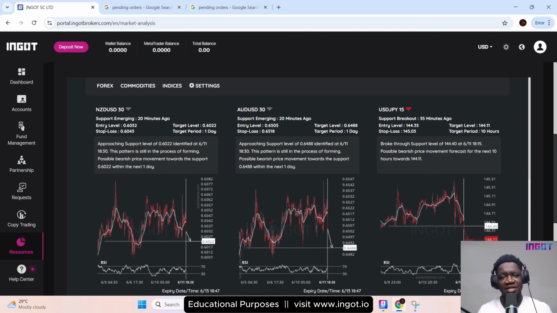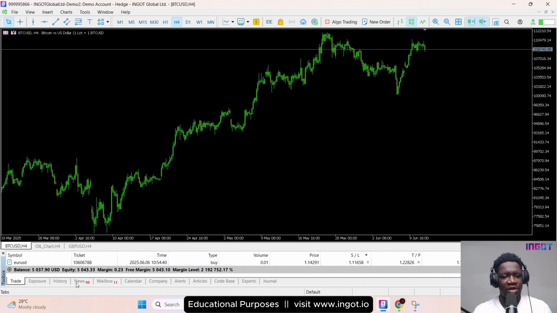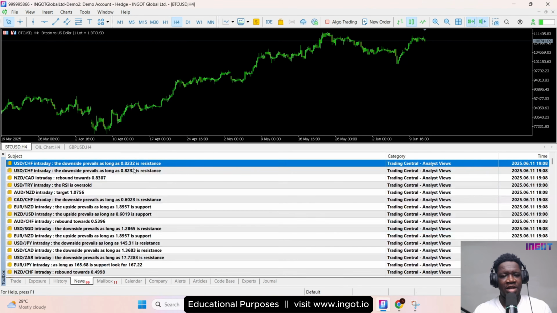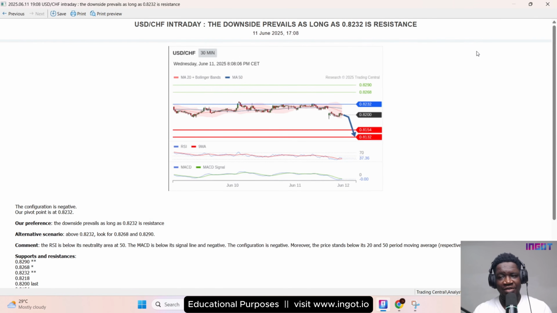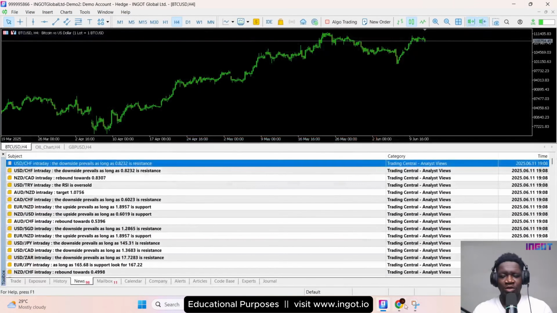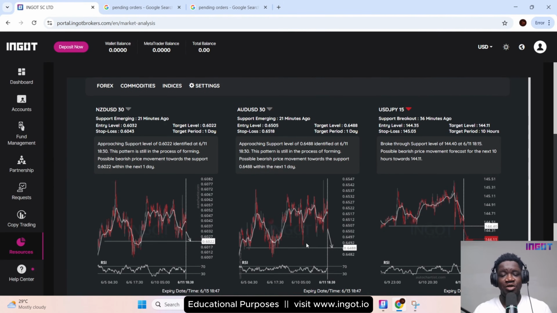Also, you can access another set of trading signals from the MT5, which I'm going to share with you shortly. Or let me just open that. These are also the signals, in the MT5. So with these two trading signals, I'm going to share with you how to access them and how to execute trades with these trading signals.